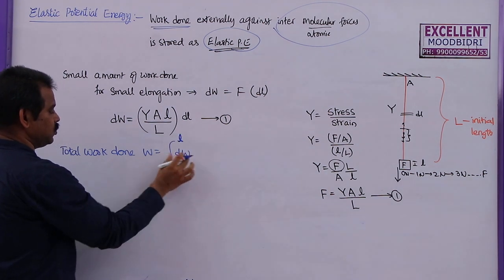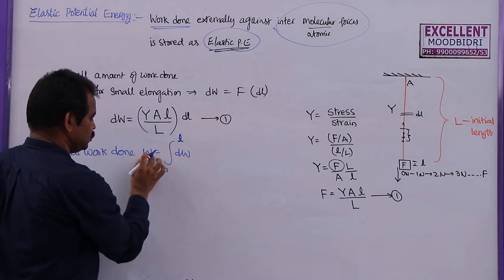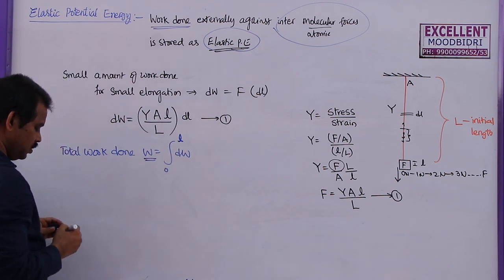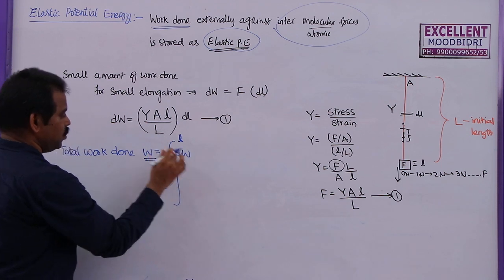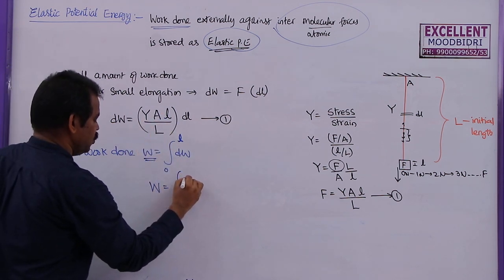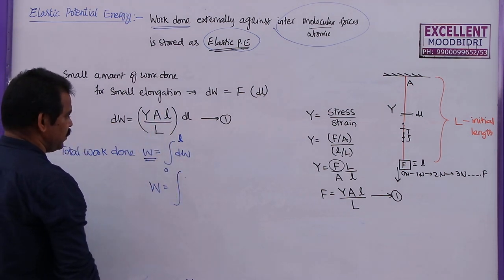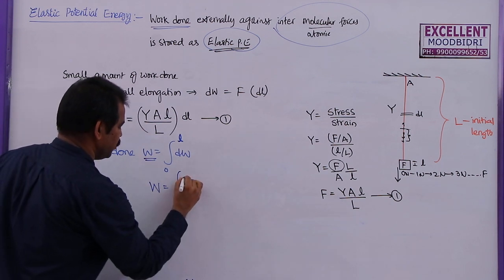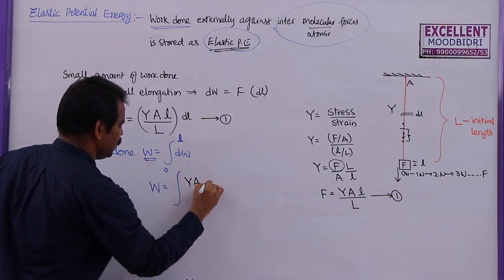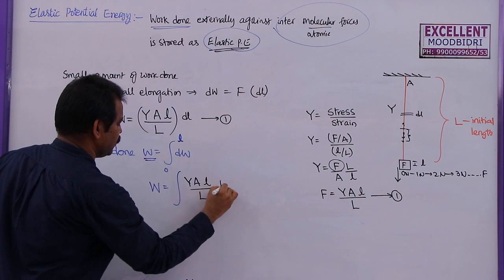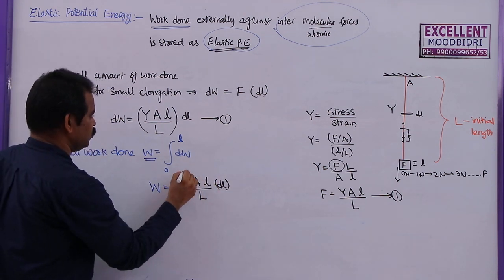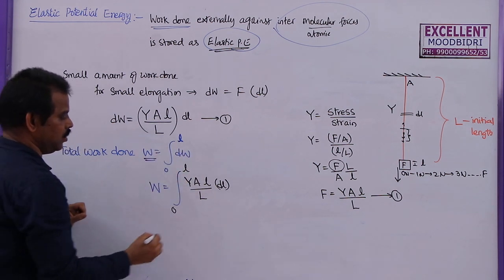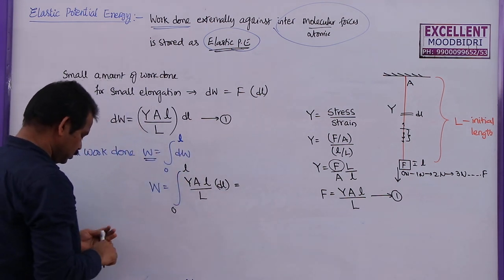So this is the total elongation produced in the string, and this is the total work done. So I am going to find out W here. W can be written as integral. What is dW? This is YA small l by capital L into dl. So I am going to write YA small l by capital L into dl from the limits 0 to L here. Now you bring the constant terms outside.